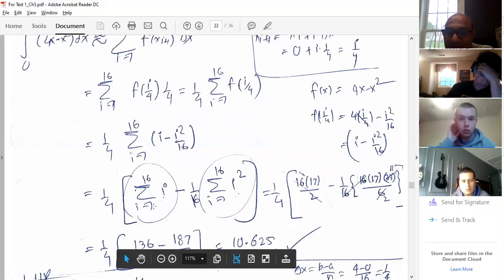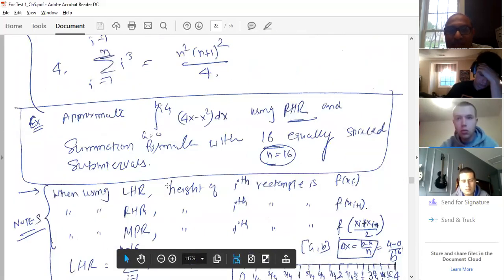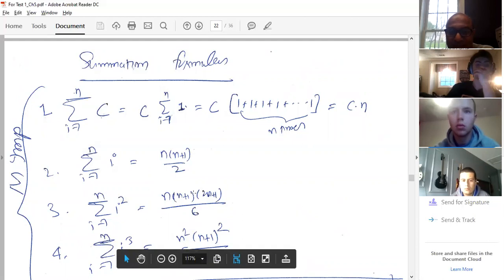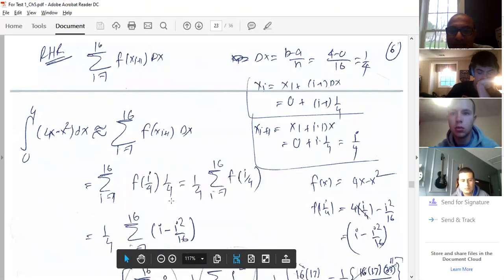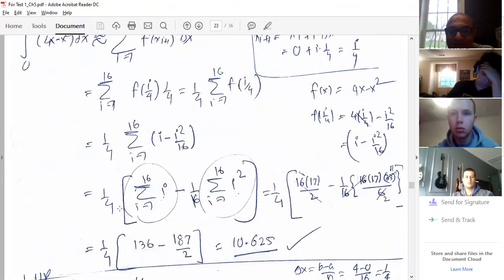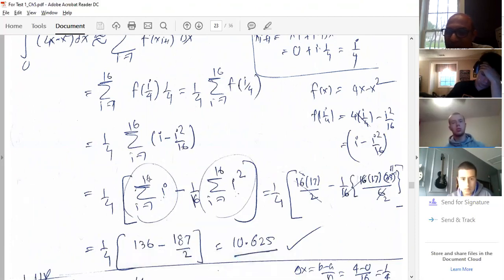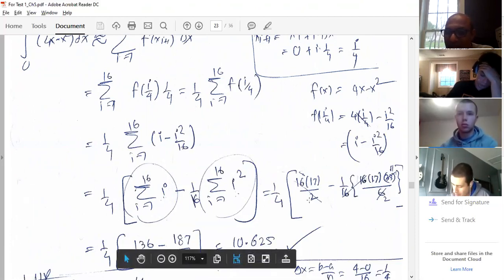Now the summation of i: I gave you the standard formula. The summation of i is n times (n plus 1) by 2. Agree? The summation of i squared is n times (n plus 1) times (2n plus 1) by 6. But what is your n? n is your upper limit, upper bound. Just use these two formulae. So the summation of i, I put the circle, is n times (n plus 1) by 2. n is 16, n plus 1 is 17, by 2. That is my first part.